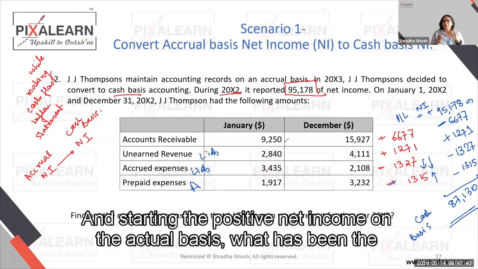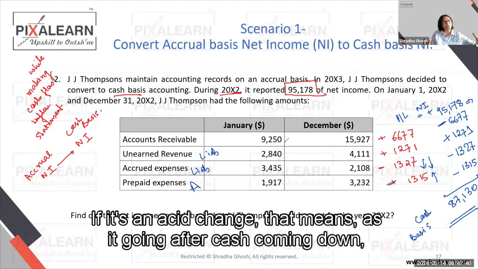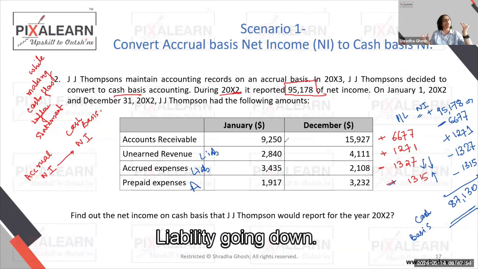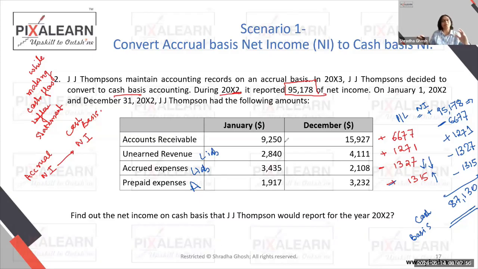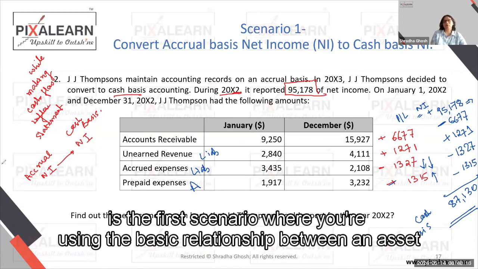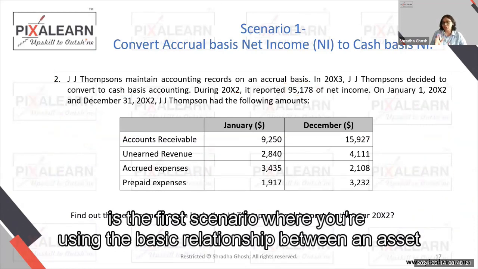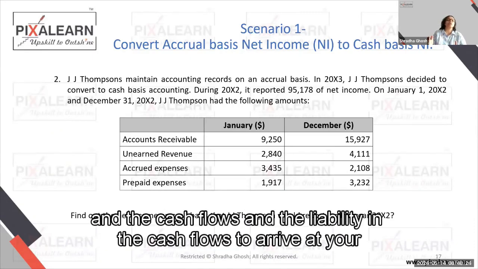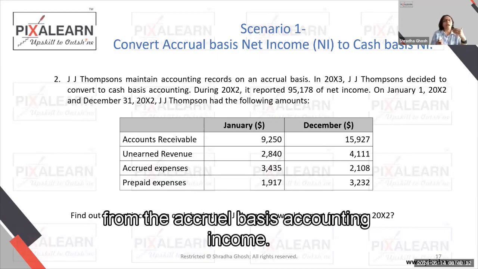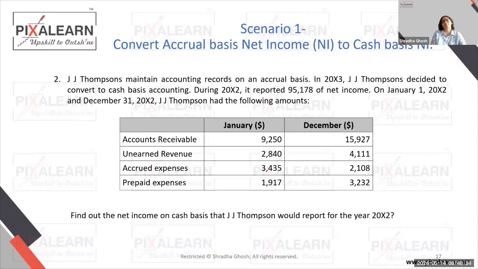What am I starting with? I'm starting with a positive net income on the accrual basis. What has been the change? If it's an asset change, that means asset going up, cash coming down, minus. Liability going up, cash coming up, plus. Liability going down, cash coming down, minus. Asset going down, cash coming up, plus. So this is the first scenario where you're using the basic relationship between an asset and the cash flows and the liability and the cash flows to arrive at your cash basis accounting income from the accrual basis accounting income.